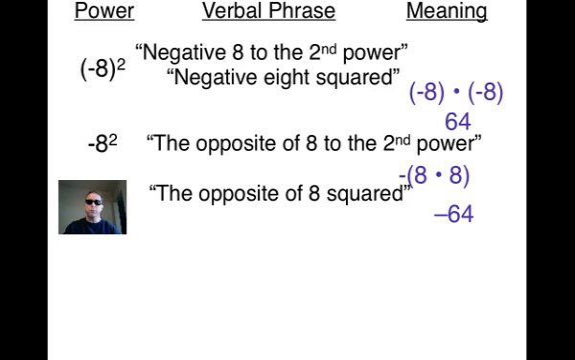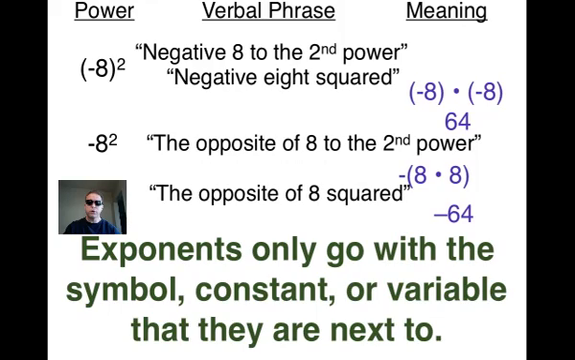So it's really important that you know that exponents only go with the symbol or constant or variable that they're next to. So if you look at the first one where it's negative 8 in parentheses, that whole term is to the 2nd power because the 2 is next to the parentheses, so everything inside of that parenthesis is to the 2nd power. In the second one, where we have the opposite of 8 to the 2nd power, the 2 is only next to the 8. It's not next to the negative.